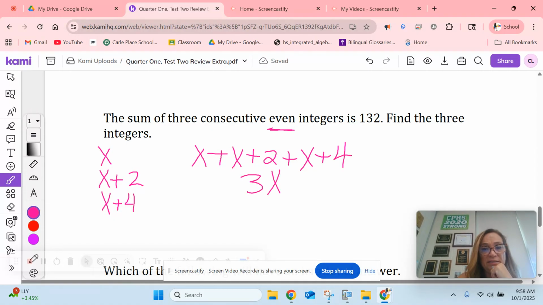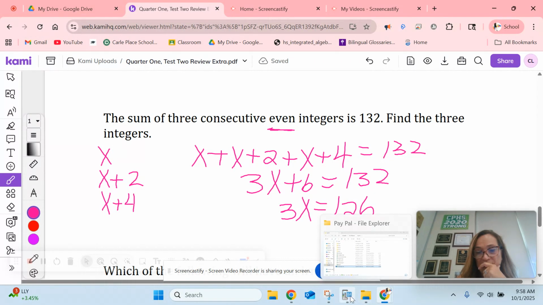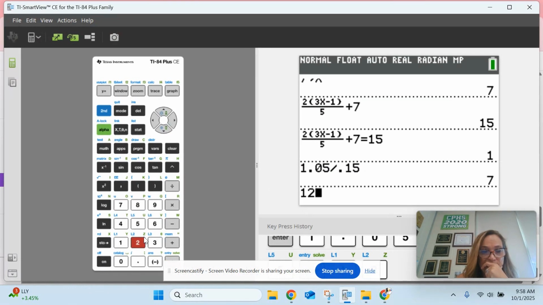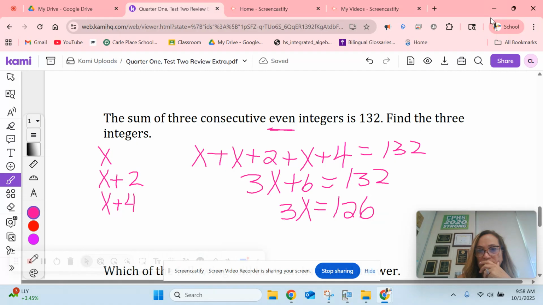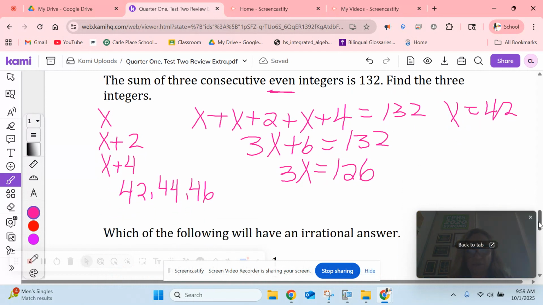So that's 3x plus 6 equaling 132. Subtract 6 from both sides. 3x equals 126. Divide 126 by 3. I feel like it's 42, but I'm just not trusting myself today. 42. So x equals 42. That's nice because it's an even number. So then it's 42. 2 more is 44. 2 more is 46. All right, I'm in the dark, but I'll keep going.